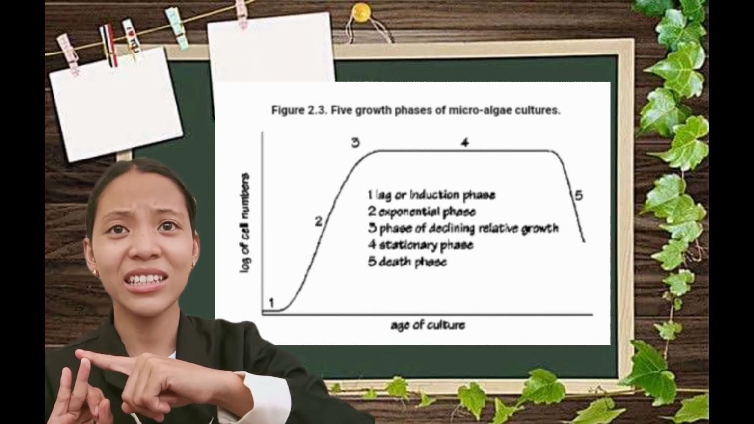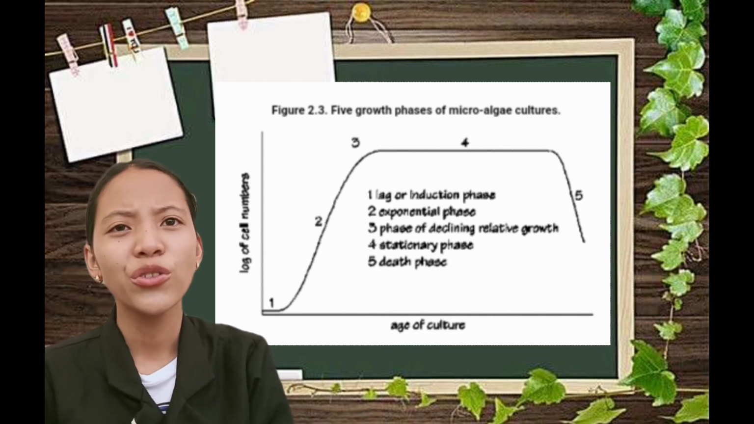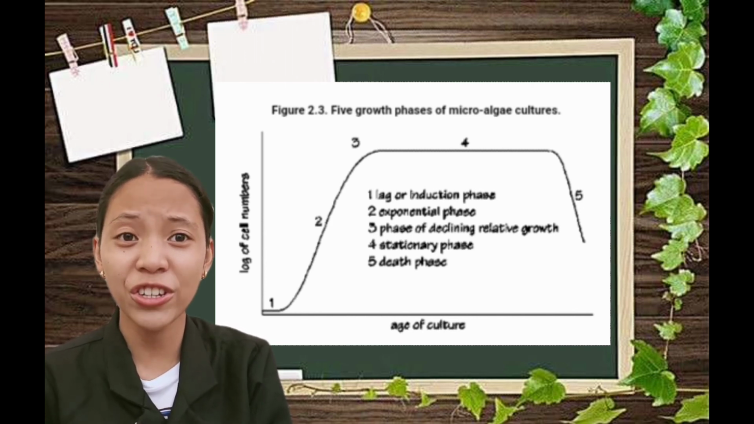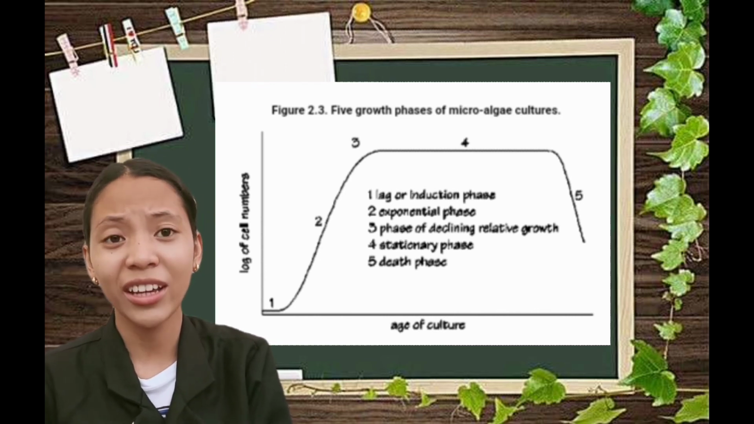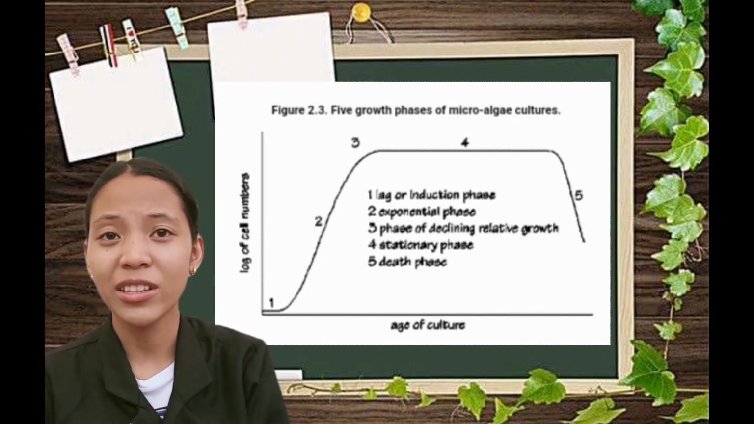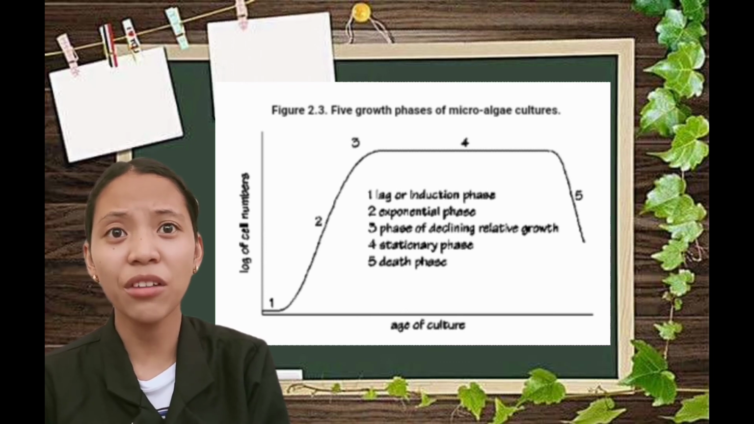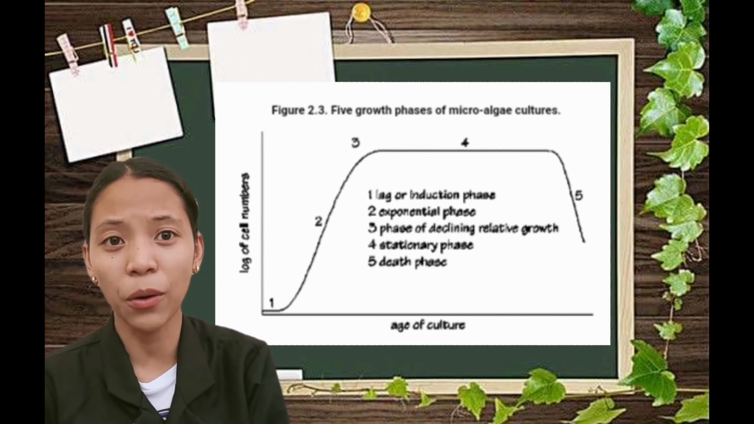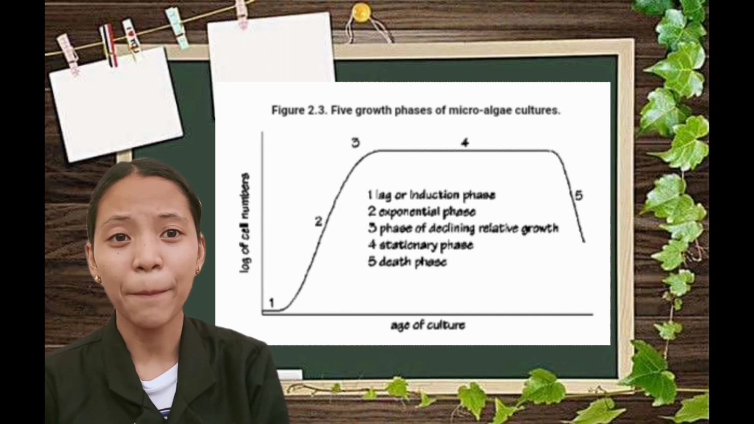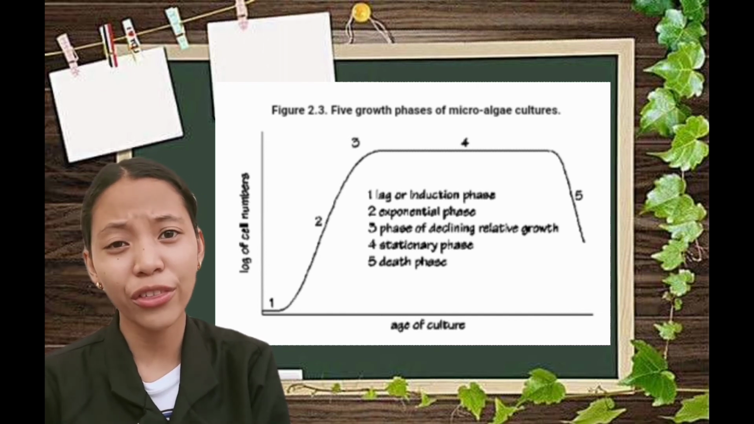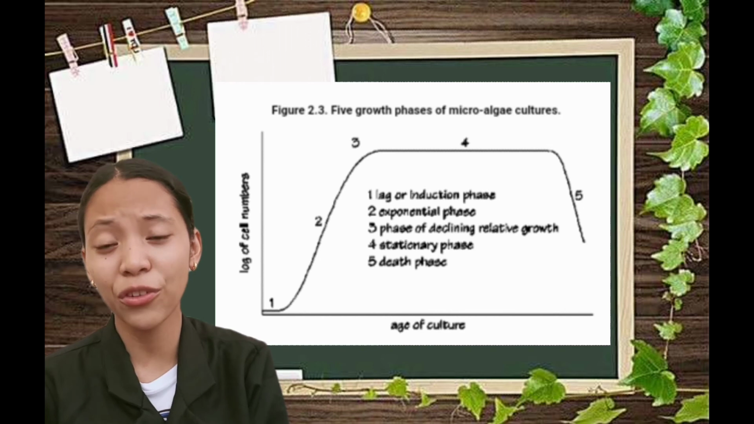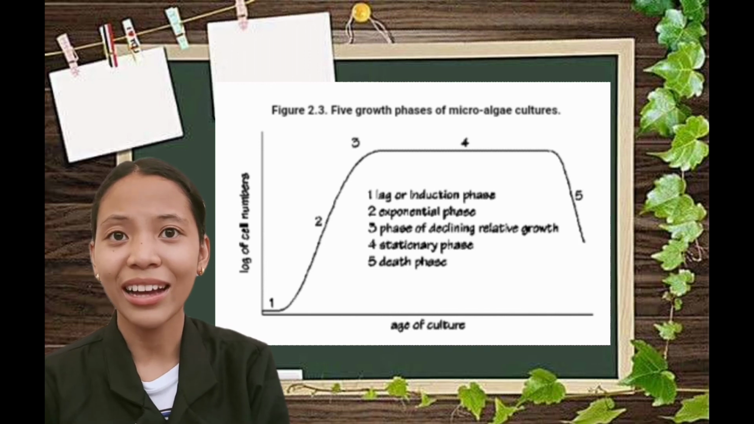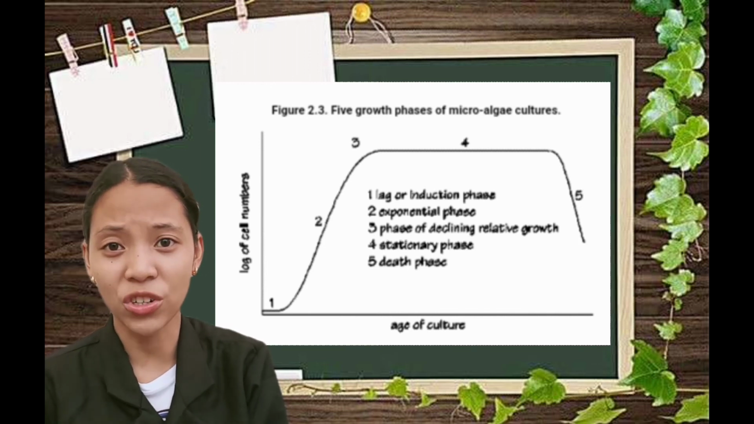The second is the exponential phase. During the second phase, the cell density increases as a function of time according to the logarithmic function, with C of t and C of 0 being the cell concentration at time t and 0 respectively, and m equals a specific growth rate. The specific growth rate is mainly dependent on the algal species, light intensity, and the temperature.